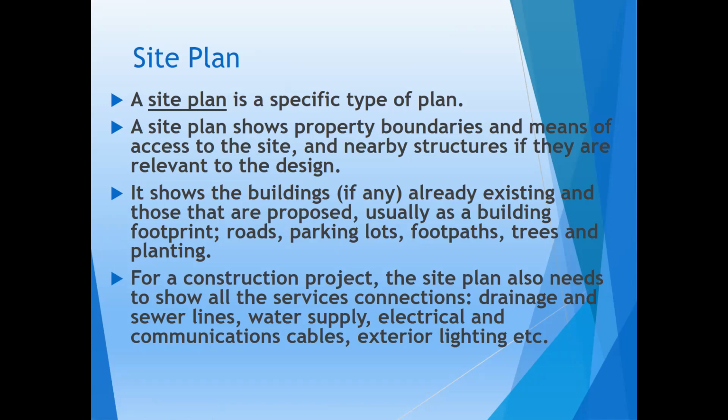Site plan. Site plan is a specific type of plan which shows property boundaries, access to the site, and the nearby structures adjoining the site. It shows the buildings already existing, if there are any, and those which are proposed and likely to be constructed, such as building footprints, roads, parking lots, footpaths, trees, and planting. For a construction project, the site plan also needs to show all the services, connections, drainages, sewerage lines, water supply, electrical and communication cables, exterior lighting, etc.